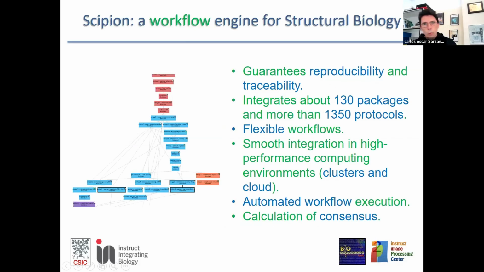Scipion itself is a workflow engine for structural biology. It orchestrates the execution of workflows that are somehow represented here. When you have to solve a problem computationally, you typically divide that problem into different steps, and the output of one step is the input for the next one, and Scipion is the orchestrator that allows the execution of the different steps. So it doesn't compute anything by itself. It only calls external programs to do the image processing in this case.